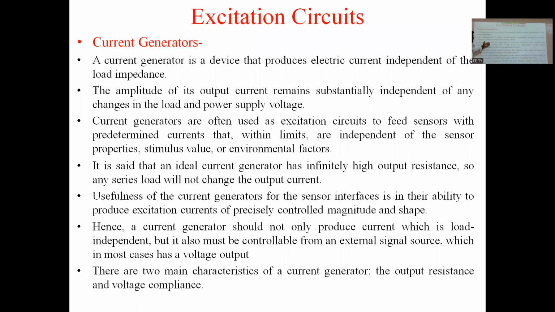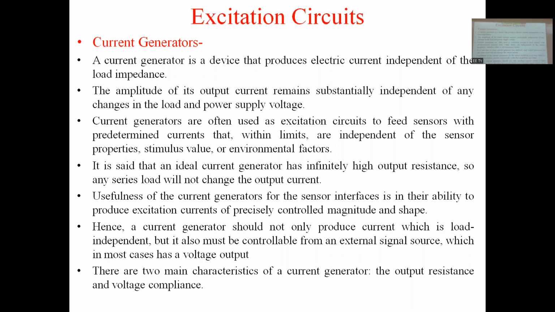That means current generator should be constant. Generated होणारा current काय असेल? Constant असेल. Okay. So see, the amplitude of its output current remains substantially independent of any changes in the load and the power supply voltage. Power supply voltage or load impedance मध्ये जर change झाला तर त्याचा जो काही generated current असेल तो same असेल.